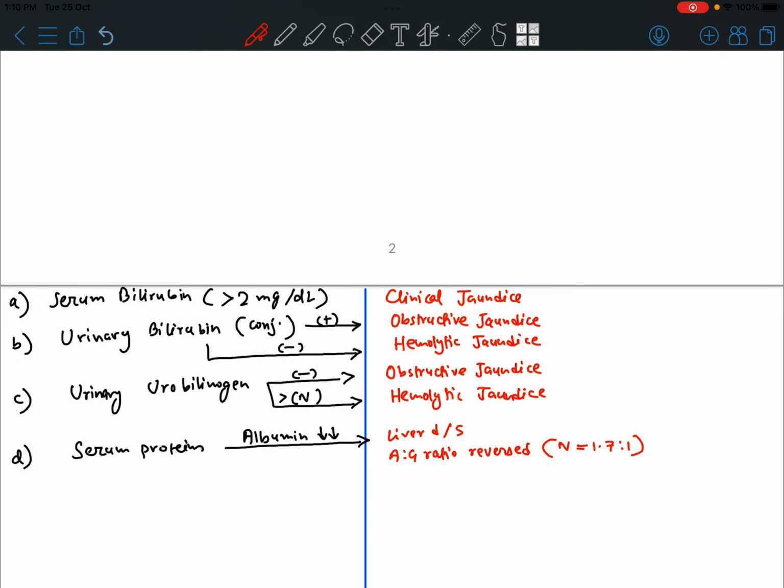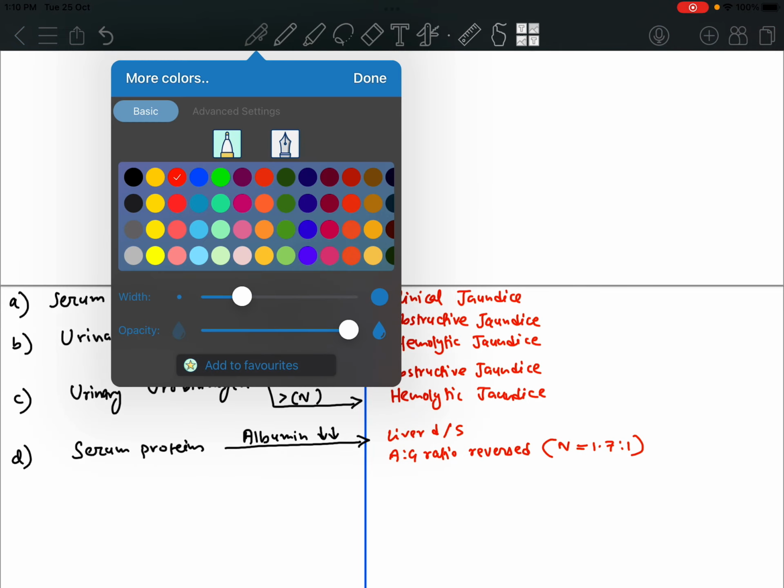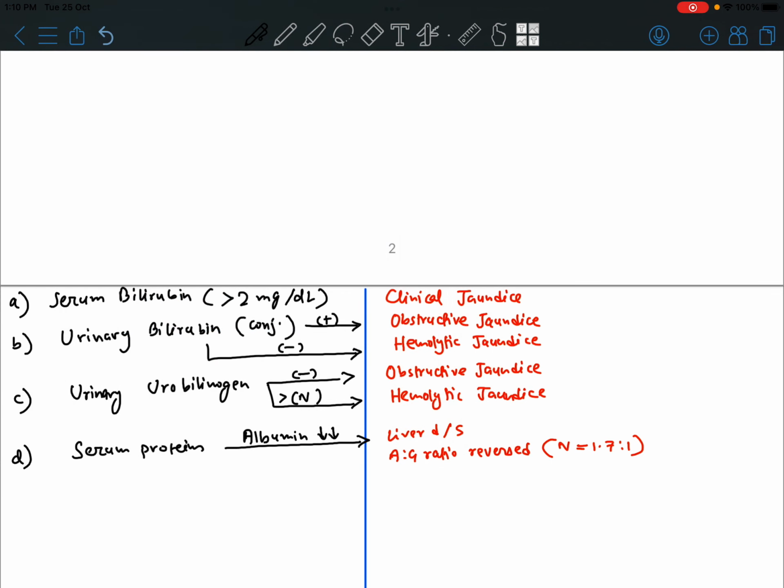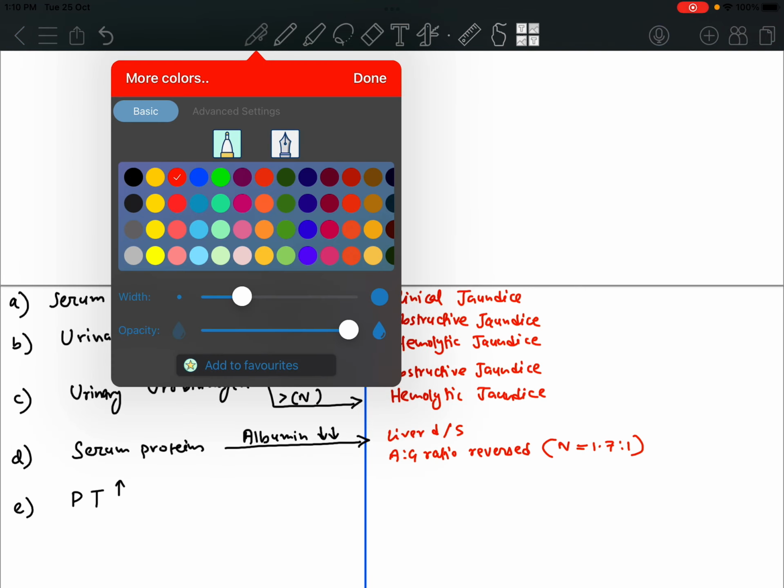Okay. Next test I can say is prothrombin time, right? Prothrombin time requires obviously factors 2, 5, 7 and 10 which are synthesized by the liver. Normal it's 10 to 14 seconds, but it will be prolonged in liver disease.